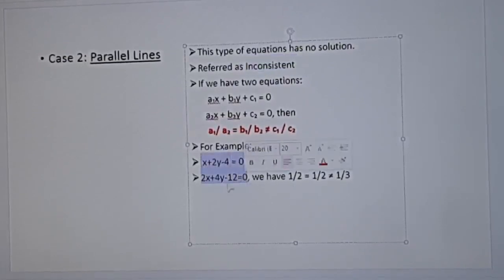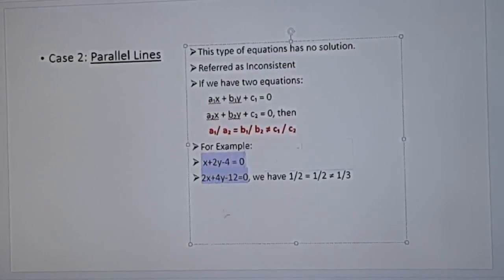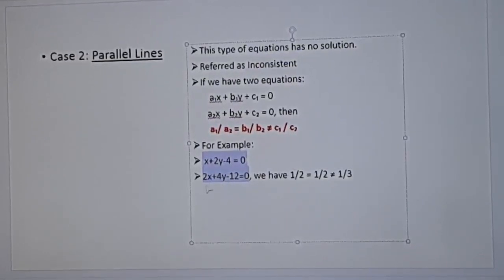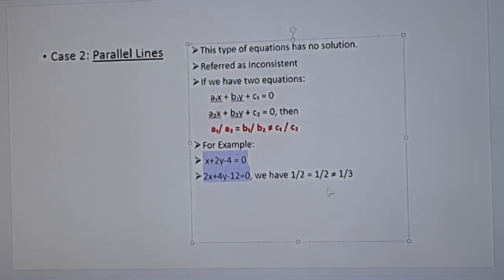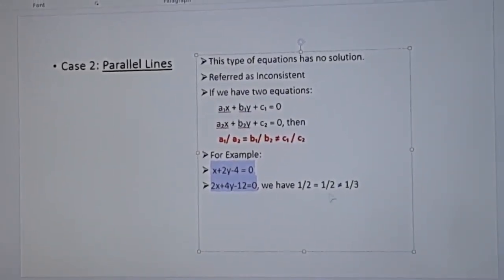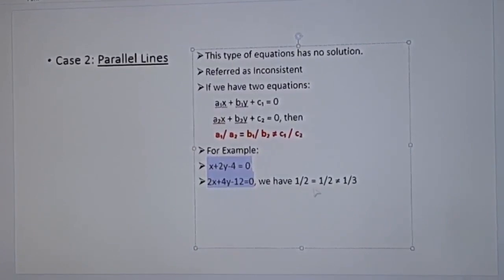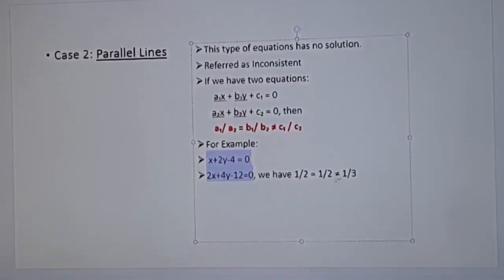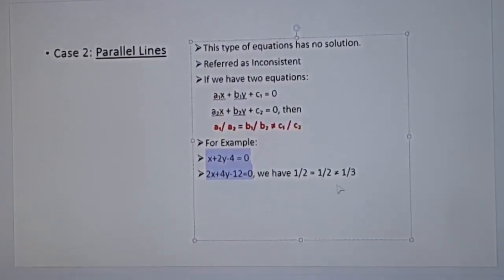Here my x plus 2y minus 4 equals to 0 and 2x plus 4y minus 12 equals to 0. Here a1 is 1, a2 is 2, b1 is 2, b2 is 4, c1 is 4, c2 is 12. We can see a1 by a2 is equals to b1 by b2, but this is not equal to c1 by c2, which is 1 by 3.